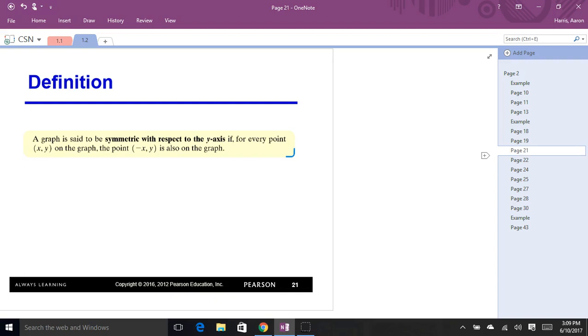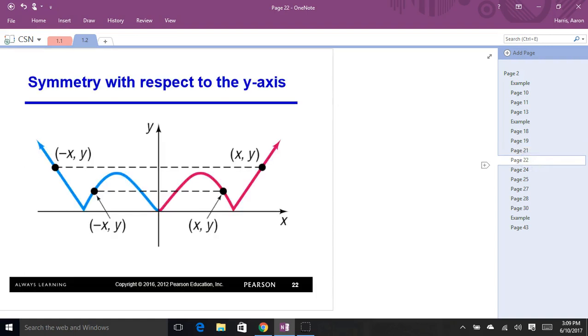If you're symmetric with respect to the y-axis, on the other hand, you'll have every point (x, y) and that means you'll have the point (negative x, y). For example, here if you've got the point (6, 2) right there, and you flip it about the y-axis, you'll have the point (negative 6, 2) over here. Okay.